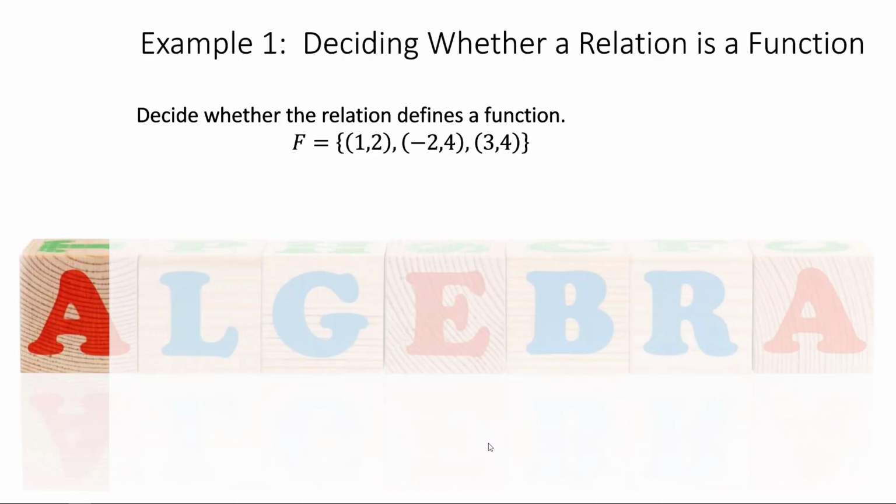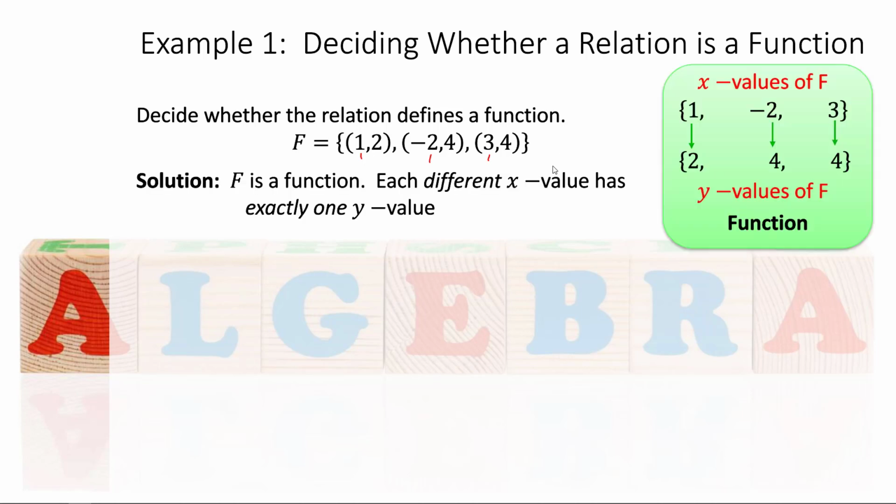Okay, so how do we decide whether a relation is a function or not? Well, if we have just simply a collection of ordered pairs, we look at all the x values. And if the x values are all different, like they are here, then we have a function. Okay, so this right here, f here, is a function.